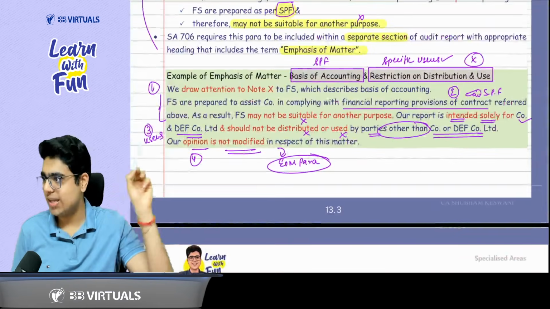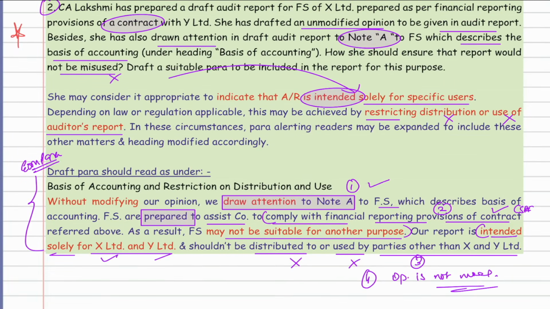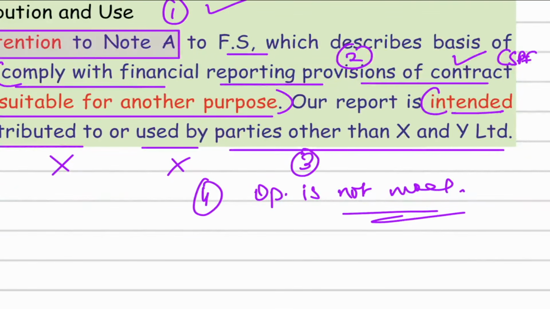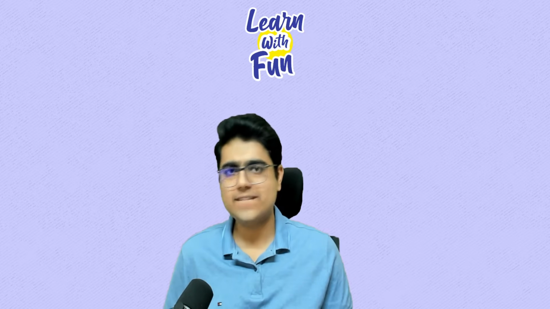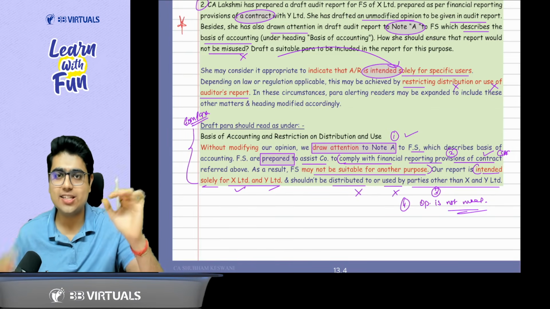So this is the only para that you need to draft. So 4 points will come in this para. Let's identify the 4 points. First of all, draw the attention. Second point, special purpose framework. That means comply with the financial reporting provisions of the contract. Third point, intended for specific users. Who are the specific users in the question? X Limited and Y Limited. So intended solely for X Limited and Y Limited, and therefore should not be distributed or used by other parties. You can add a fourth point also, that our opinion is not modified. So here your SA 800 full revision along with the concepts and question is done.